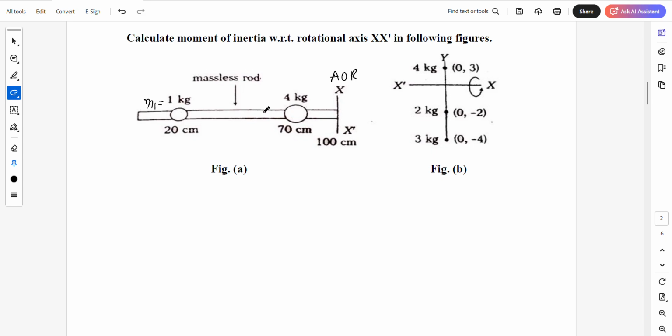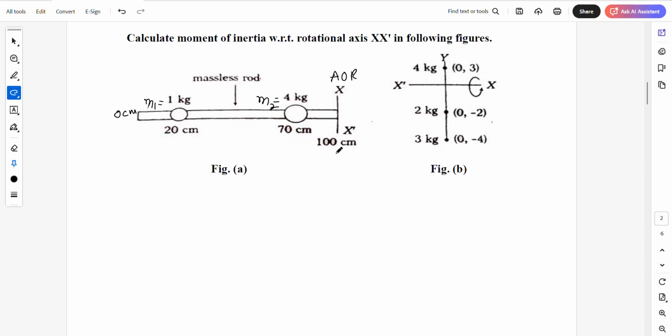Okay, m1 is equal to how many kgs? 1 kg. m2 is equal to how many kgs? 4 kg. m1 is at a distance of how much? This is, see, this is 0. Okay, this is 0 centimeter to what? 100 centimeter. This is a distance of 20 centimeter.